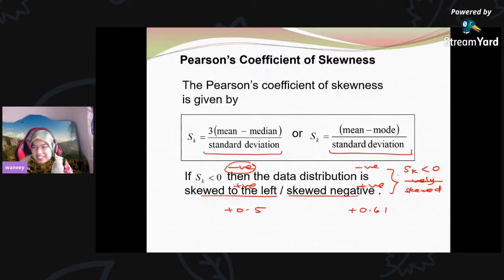Saya malas nak tulis panjang, so saya tulis pendek. So sekejap, kesian pula dekat awak. Okay, so negatively skewed. You cannot hear me? Oh my.